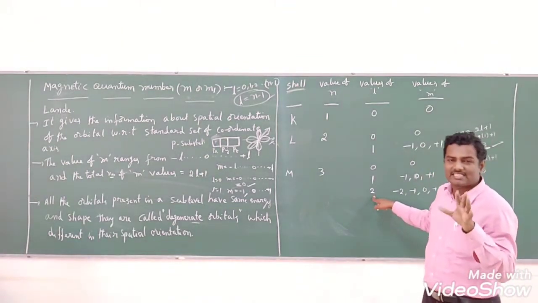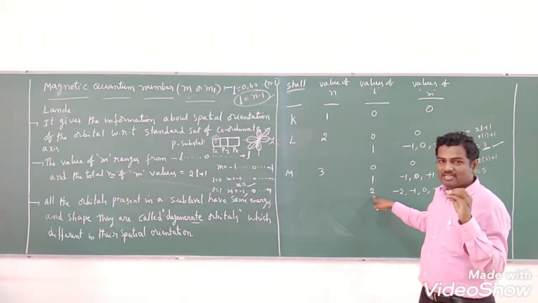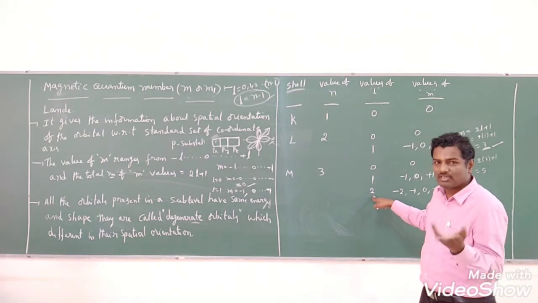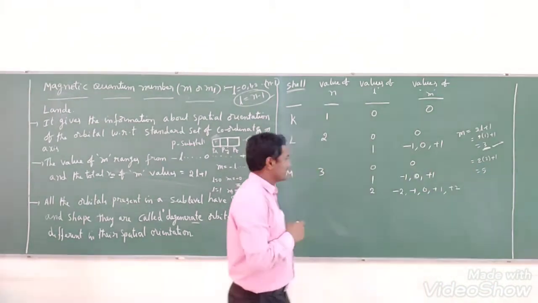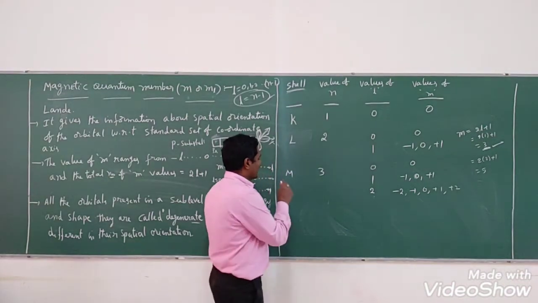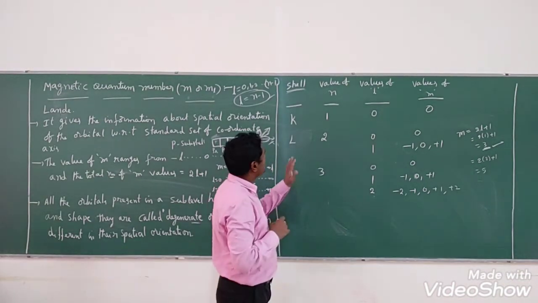5 orientations, students. If L equals 2, it means d orbital. The d subshell contains how many orbitals? 5 orbitals. What are the 5 orbitals? You will get to know in the next concept, shapes of orbitals. Everything you will get, students. Okay, now this is in the case of M shell.